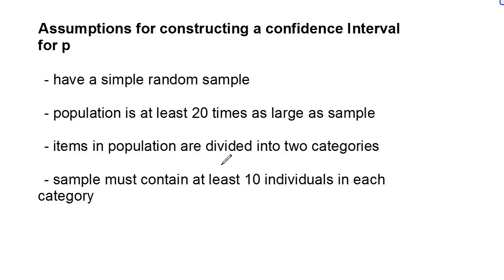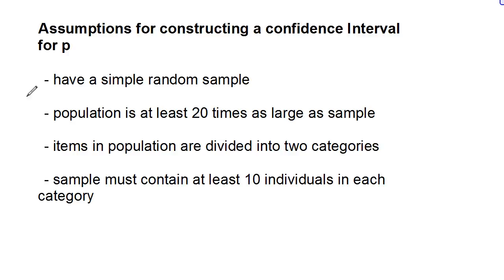Items in the population are divided into two categories. If there's more than two, then we have a little bit of trouble. We cannot just use P and 1 minus P. The sample must contain at least 10 individuals in each category, so we're assuming that there are at least 10 in each category.